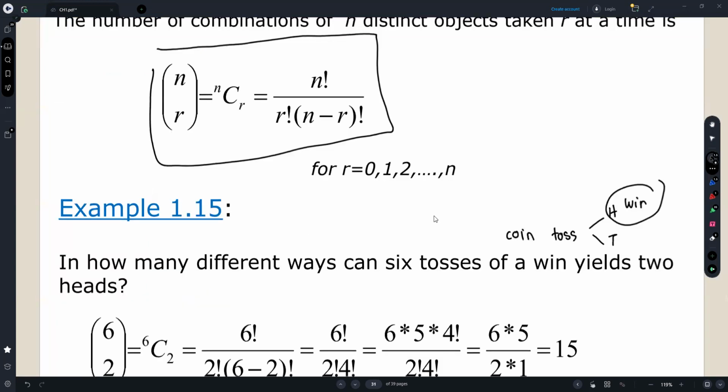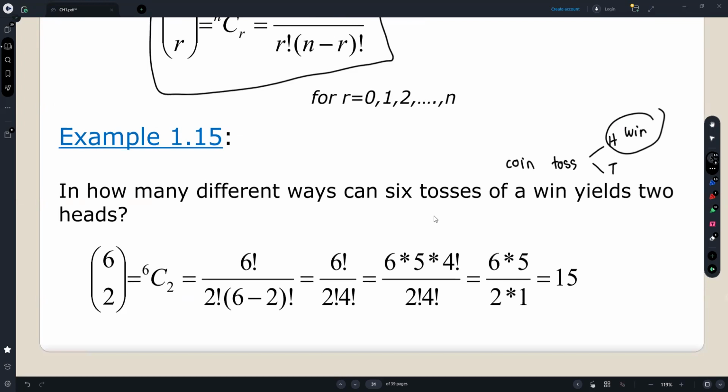So how do you find it? 6 choose 2, right? So you may end up with 2 heads. Likewise, you can end up with different possibilities where you get 2 heads, and the others will be the tails, right? So that will be 6 choose 2, and you are not considering the order, so it will end up with 15, right?